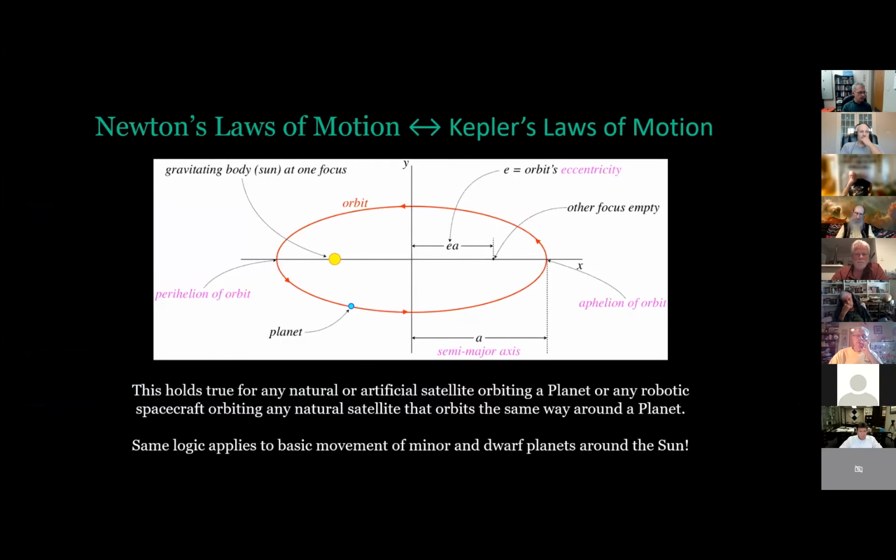Now, the thing about Newton's laws and Kepler's laws is realizing that any moon that orbits around a planet, any planet that orbits around a star, or any robotic vehicle that orbits around a planet or a moon, is going to be in an elliptical orbit. Now, if the orbit is perfectly circular, there's not going to be two foci, only one, right here at the center.